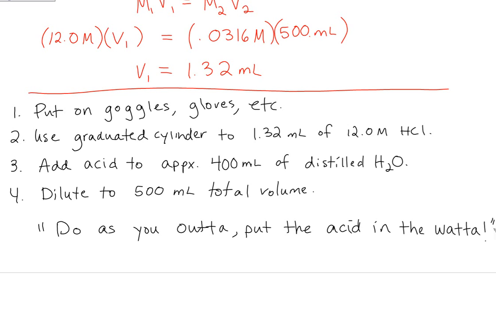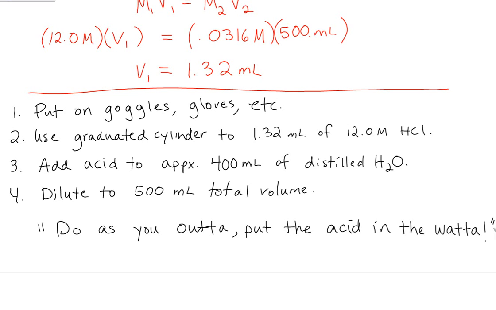And I still remember, I'll never forget. And they will want you to do that on the AP test. If they ask you about diluting an acidic solution, we should be aware that it's exothermic. So we should do as we oughta. Put the acid in the water. That'll help absorb the heat. And then we can finally dilute it to our desired volume. But initially, add the acid to something a little bit smaller than what you finally want for your volume.